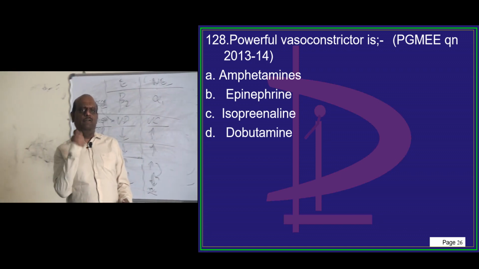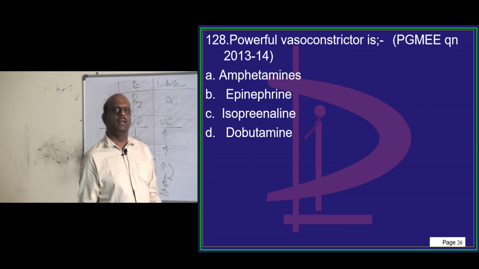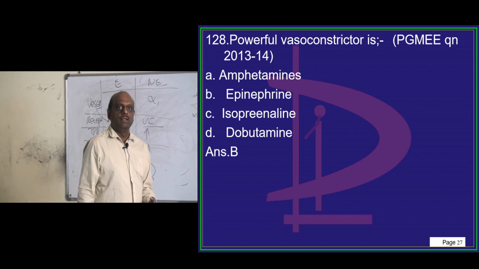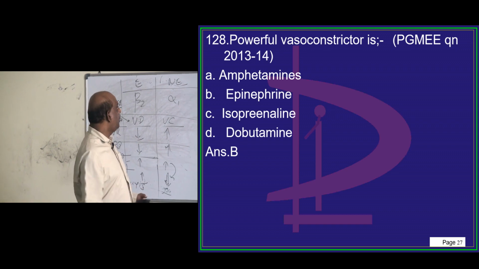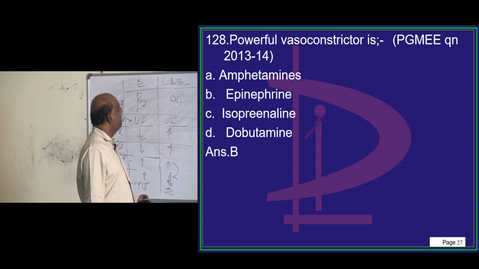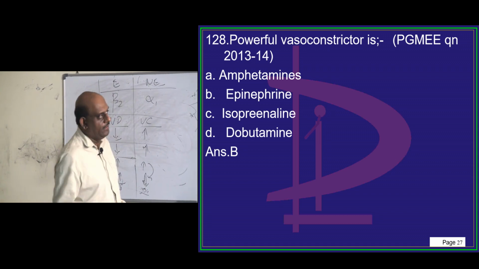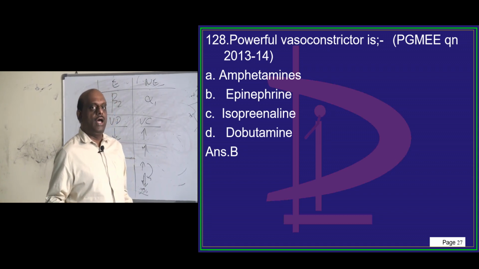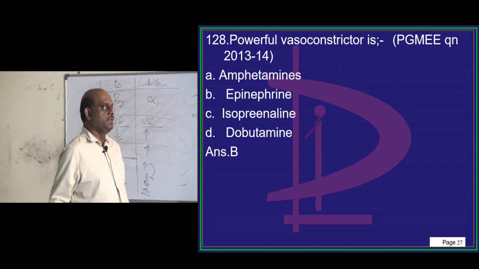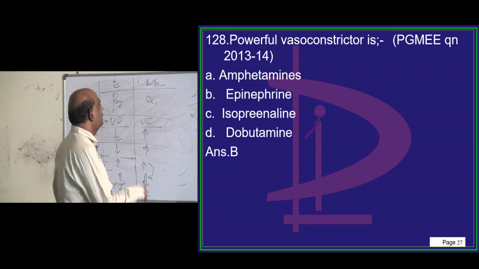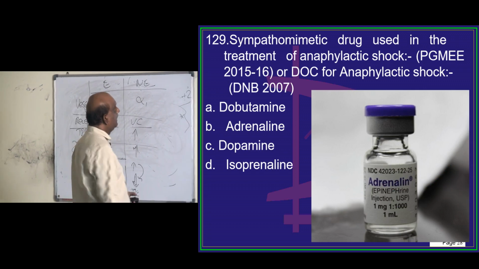Which is a powerful vasoconstrictor? It is the epinephrine. Norepinephrine is not there, right? Ideally, norepinephrine should be there. Norepinephrine, by its action on alpha receptors, that is the alpha 1 receptors, typically leads to vasoconstriction.